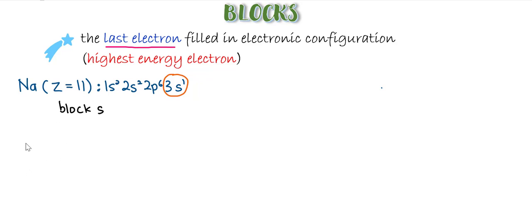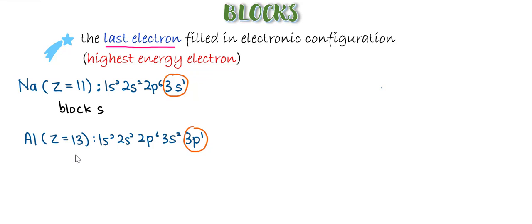Let's say if we have aluminium. The proton number for aluminium is 13. So the electronic configuration for aluminium is 1s2, 2s2, 2p6, 3s2, and 3p1. If you look here, the last electron is filled in the 3p subshell. So this makes aluminium in block P.